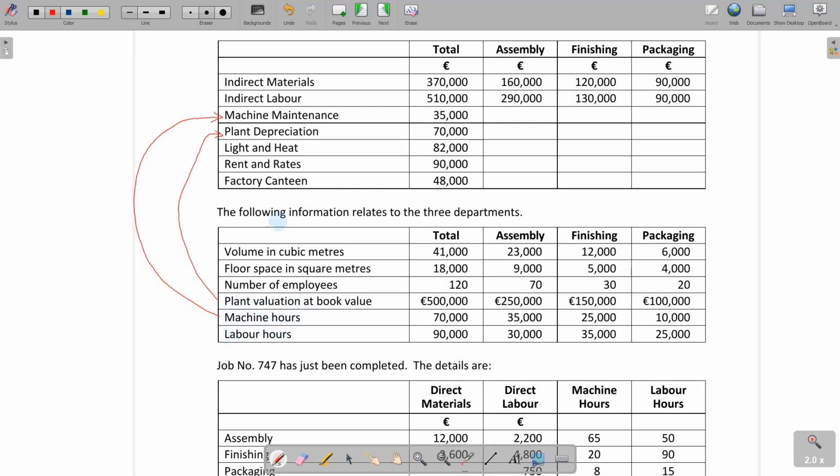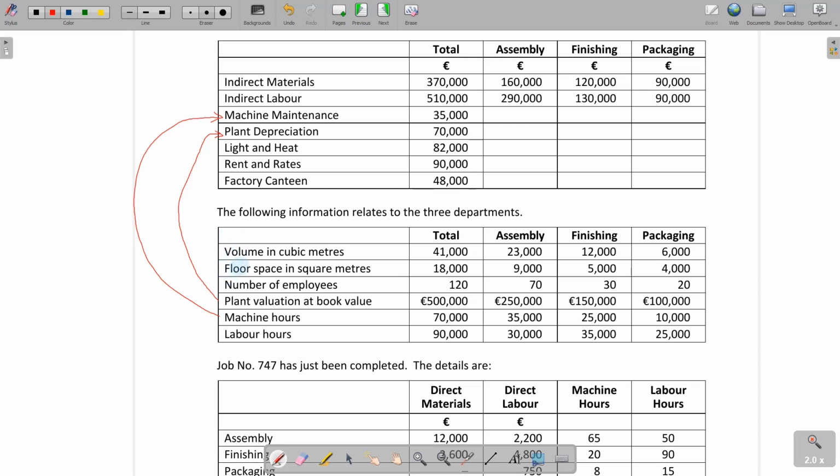So labor hours, machine hours won't affect light and heat. The plant valuation has nothing to do with it, so you could have a really expensive building, but it mightn't be that large. Number of employees shouldn't affect light and heat. Floor spacing and volume in cubic meters. So this is where it might get a bit confusing.